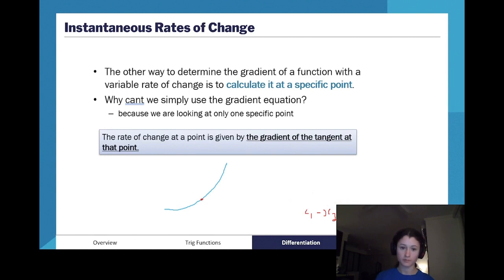So, the rate of change at a point is given by the gradient of a tangent at that point. So, have a look at this. If this is a straight line that has the same gradient as the curve at that point, the rate of change is going to be equal to the gradient of that tangent.